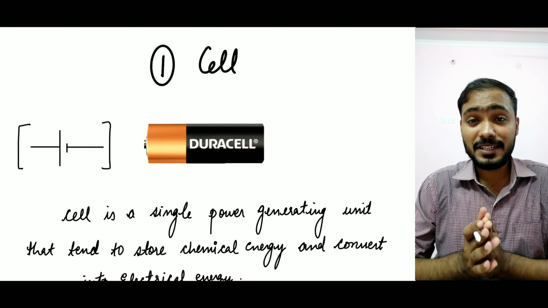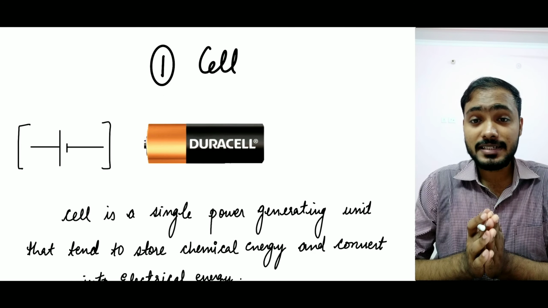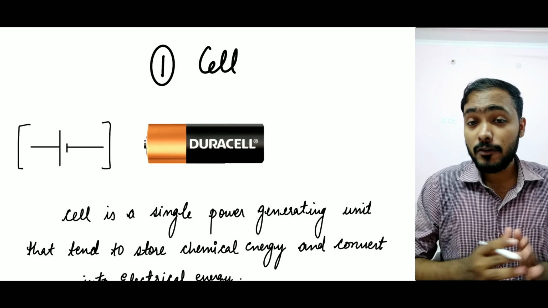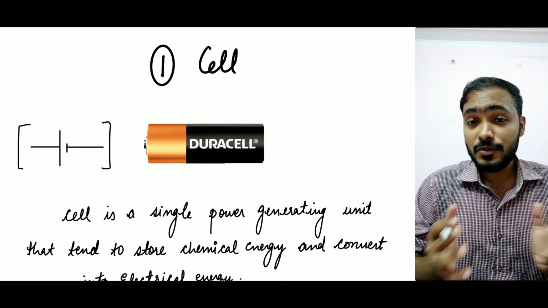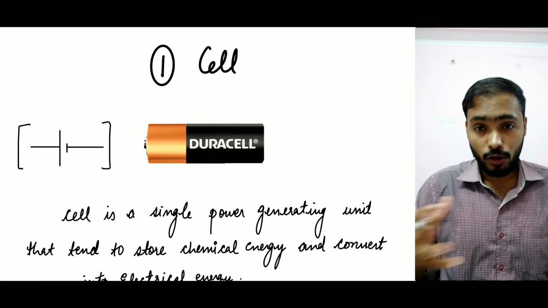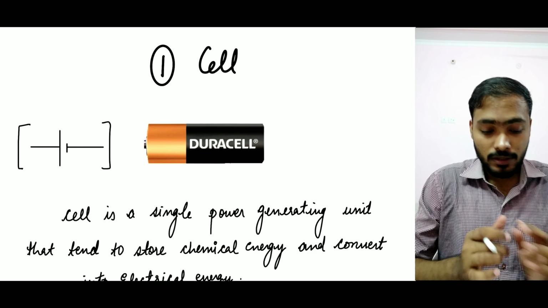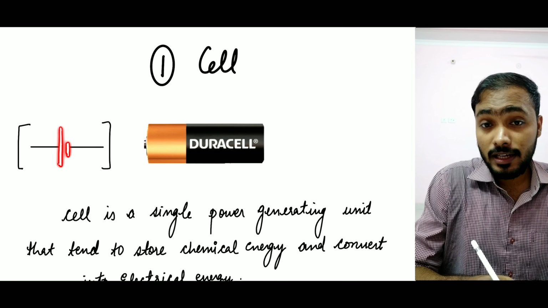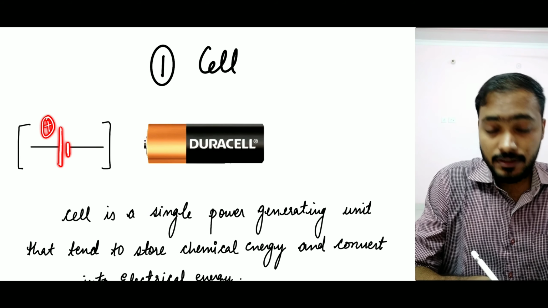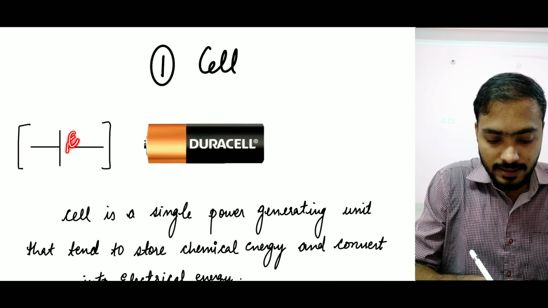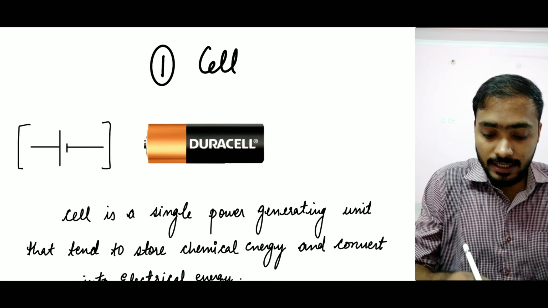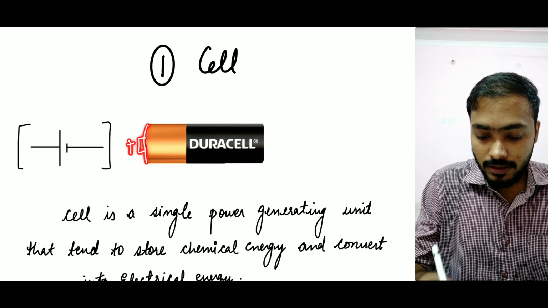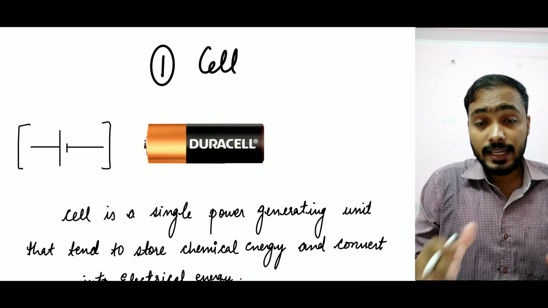Now cell is something which is very common to all of us. Every day we use cell. We use cell to power up our TV remotes, we use cell to power up our wristwatch and whatnot. Now we all know this is the symbol of a cell. We have one big line, we have one small line. The big line is the positive terminal and the small line is known as your negative terminal, right? And in this picture also, something which is bulging out, that is your positive terminal and this is your negative terminal.